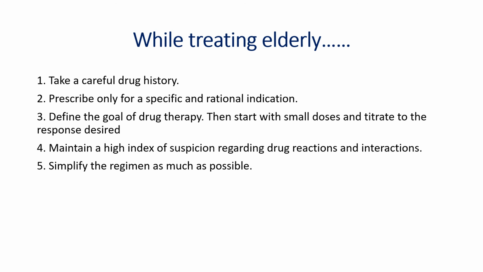You should not always use a proton pump inhibitor for any symptom of dyspepsia. It should be specific and rational, and you should define the goal of drug therapy. After the goal is defined, start with very small doses and then titrate to the desired response. If the patient is not showing the desired response, wait for 3 to 4 half-lives to be completed, then check whether an adequate blood level is obtained, and only then increase the dose or change the drug.